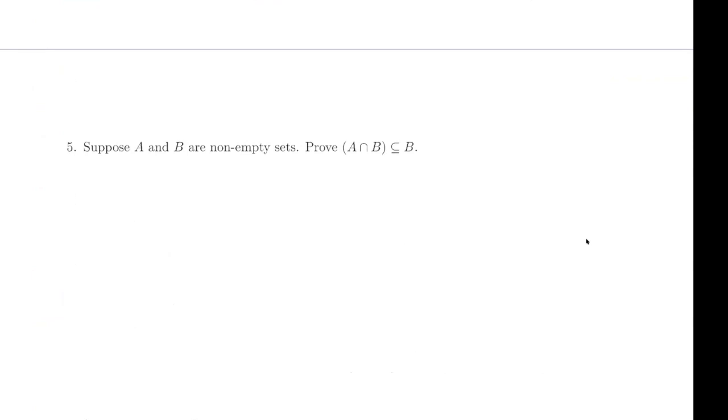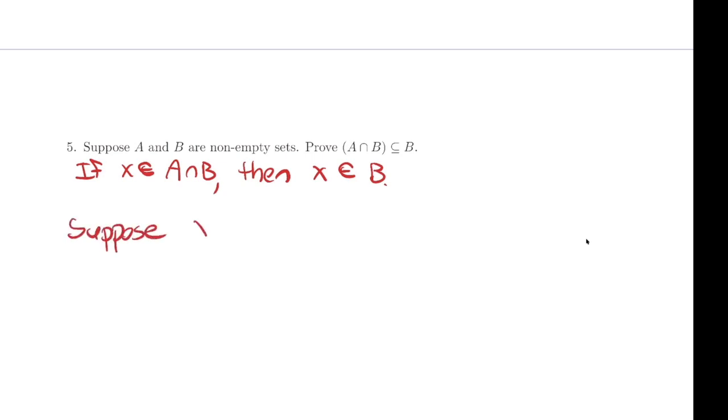So again, what this is really saying is if X is in A intersect B, then X is in B. So we're trying to show something like this. And you might think to yourself, clearly, obviously, that is true, but let's just make sure we can prove this more carefully. So for this proof, again, we can just start with, let's suppose X is inside of A intersect B.